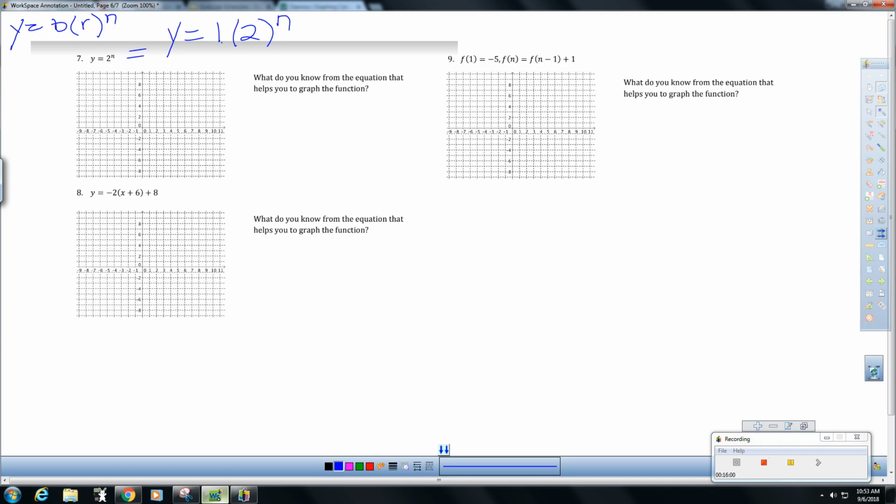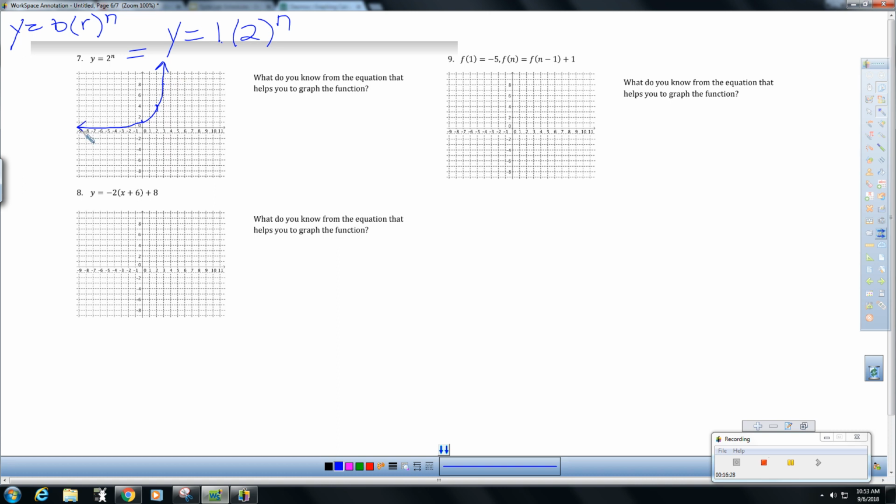Now let's answer some questions. Let's see. 0, 1. This is so hard to draw on this. If I put in a 2, I get a 4. If I put in a 3, I get an 8. And that's what the graph looks like.